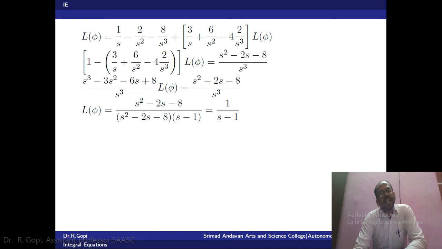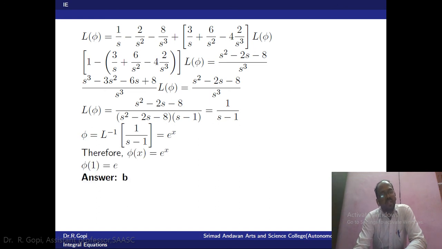So the remaining is L of phi equals 1 divided by s minus 1. So phi equals L inverse of 1 divided by s minus 1, that is phi of x equals e power x. Then phi of 1 equals e is the correct option. Option B is the correct one. So thank you.